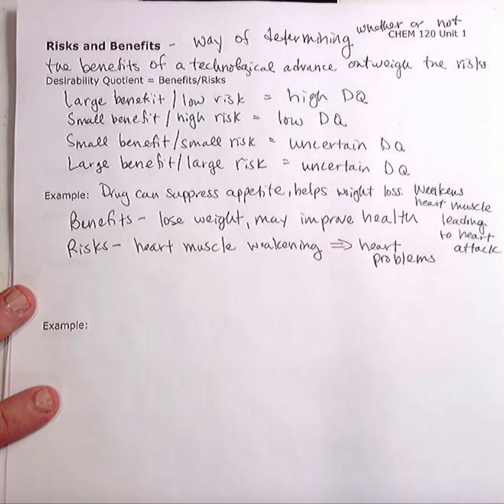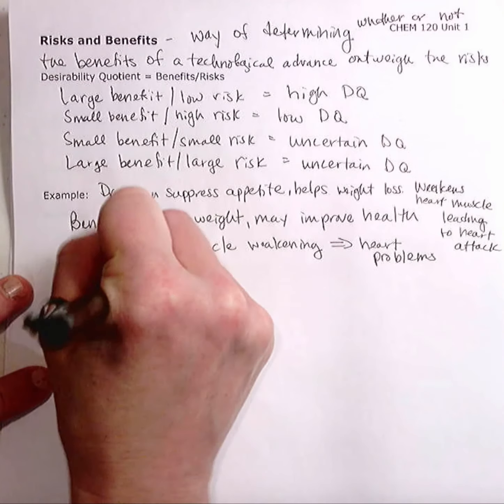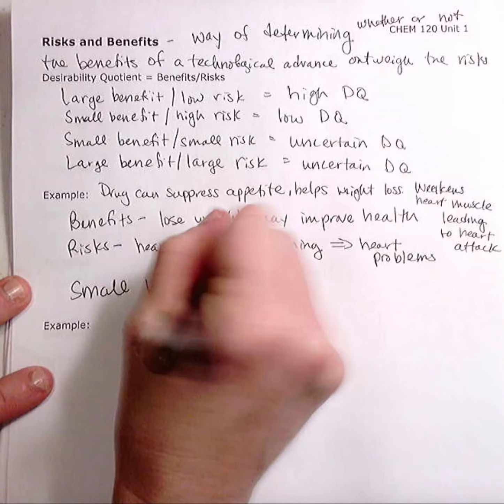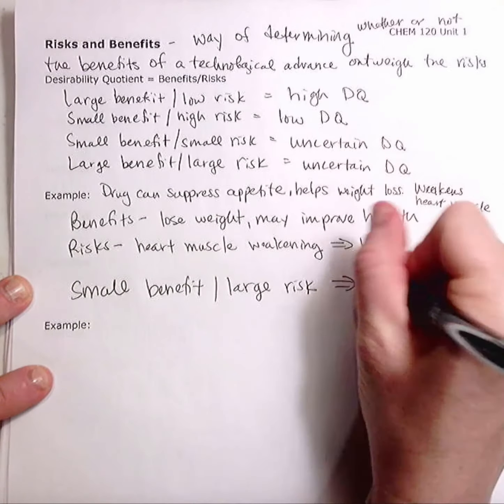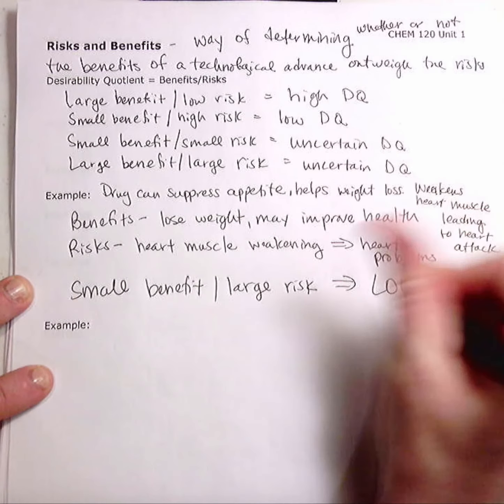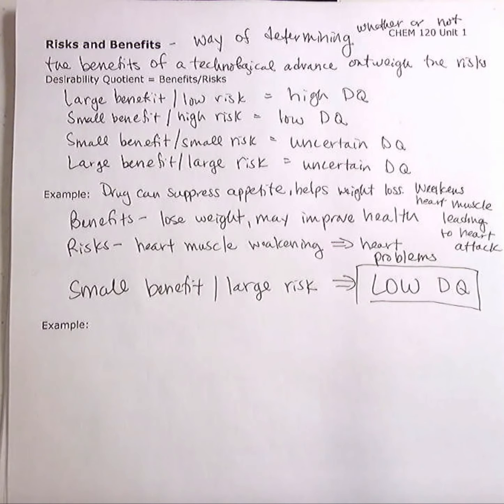So I would say if a person needs to lose weight, there are other options besides this one medication. It would be more desirable to explore other medications, exercise, or diet before trying a new medication, which could permanently damage the heart or cause death. So this has a small benefit, large risk. So this is a low DQ. A low desirability quotient would be you don't do it.